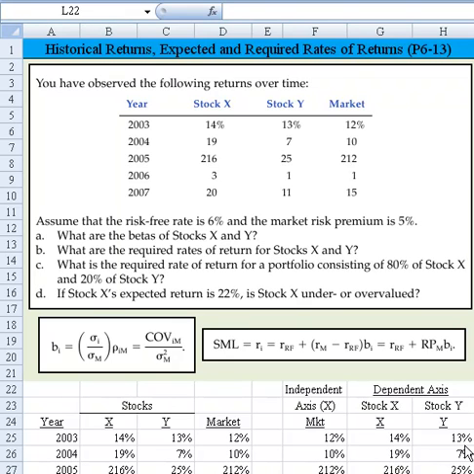Now, that's a formula way that you could calculate beta. But there are other ways as well, and one is to simply determine the slope of a line, using the linear regression formula with the market return as the independent variable and the stock return as the dependent variable. So let me illustrate how we can calculate beta of stocks X and Y. Let me slide down here.